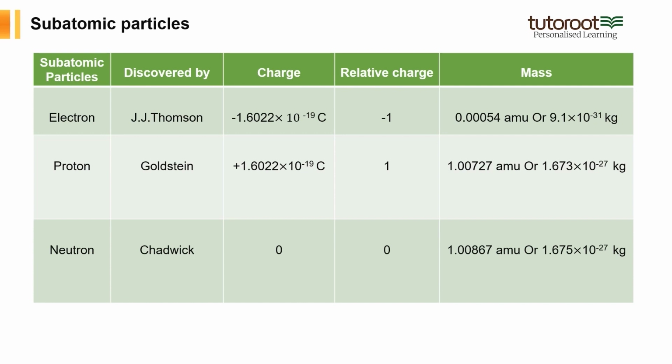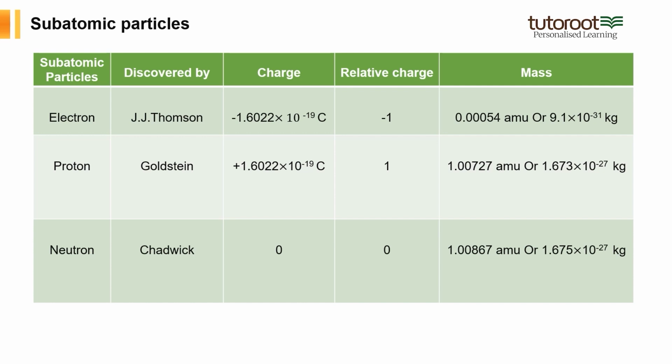where you can see the different subatomic particles, which are electron, proton, and neutron. Who was it discovered by? So electron we know was discovered by J.J. Thomson, and similarly we have a charge given to it, which is -1.6022 × 10^-19 C, C being the coulomb, and the relative charge is -1, and the mass is 0.00054 atomic mass unit, or 9.1 × 10^-31 kilograms.